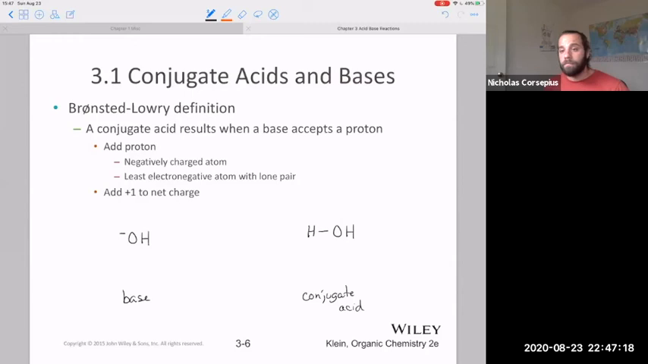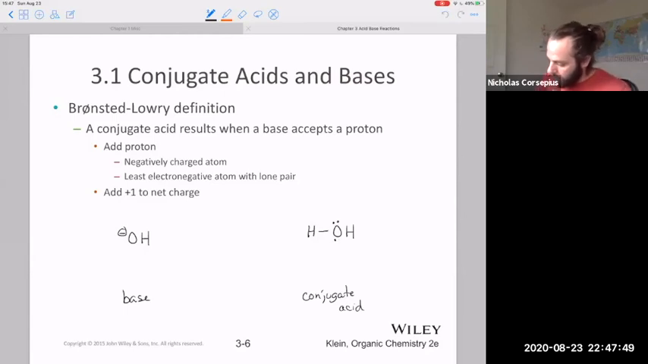Remember that I am just adding the proton, not any electrons along with it, which means that the net charge on that molecule needs to go up by +1. So in the case of hydroxide, it had this formal charge of -1. Well, my resulting conjugate acid will be neutral. There will be a formal charge of 0 on that oxygen.